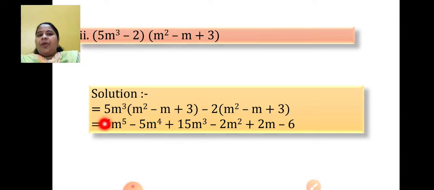So this will become 5m raised to 5. 5m cube into minus m is minus 5m raised to 4. 5 into 3 is 15. So 15m cube. Open this bracket also. Minus 2m square. Minus into minus is first of all plus. So plus 2m. Minus into plus is minus. 2 3s is 6.